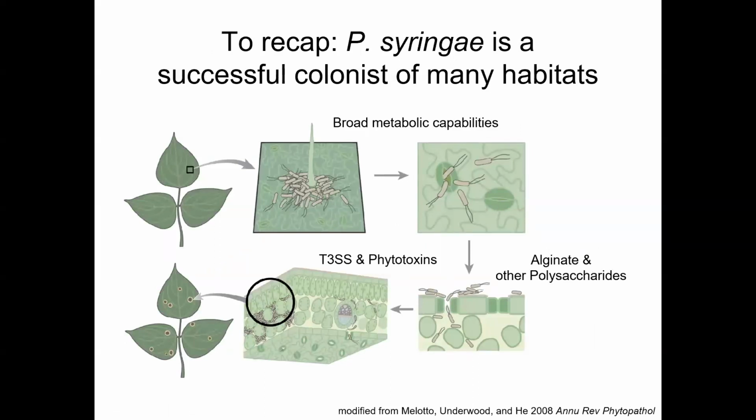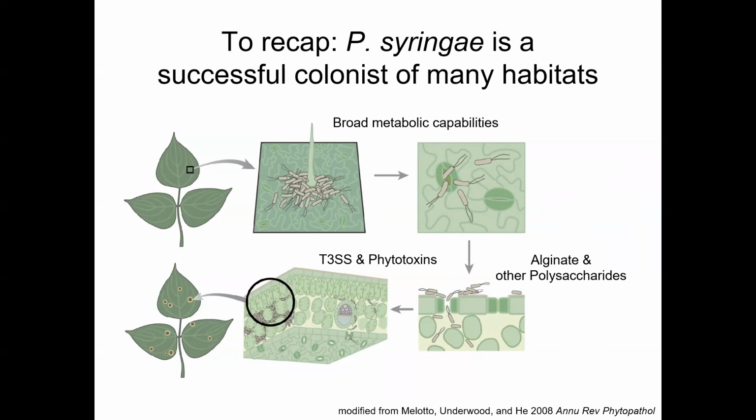So from this study, I was able to generate genome-wide fitness data during colonization of multiple plant habitats. I've highlighted here some of these general compatibility traits for leaf colonization, ranging from these general broad metabolic capabilities to the production of alginate, other polysaccharides, the type 3 secretion system, and phytotoxins. And this is a very limited list.